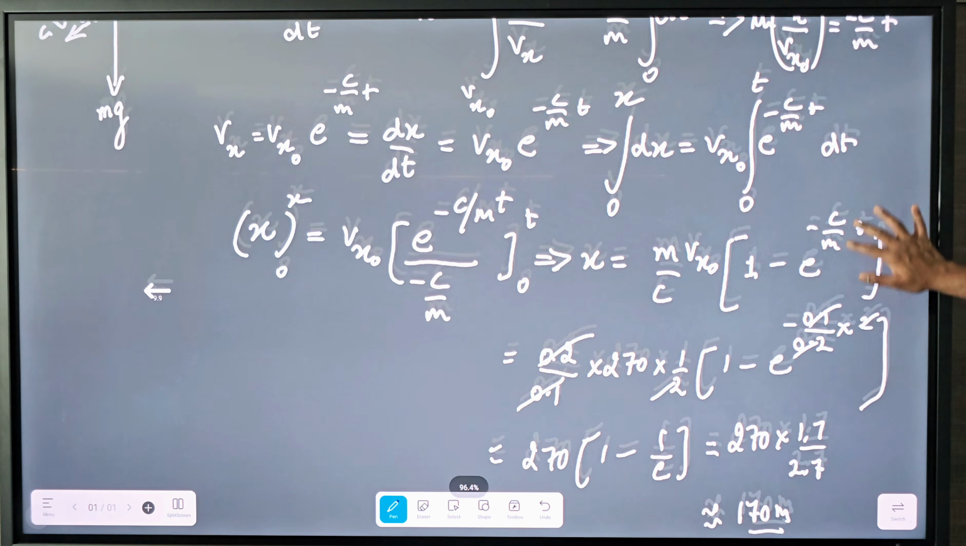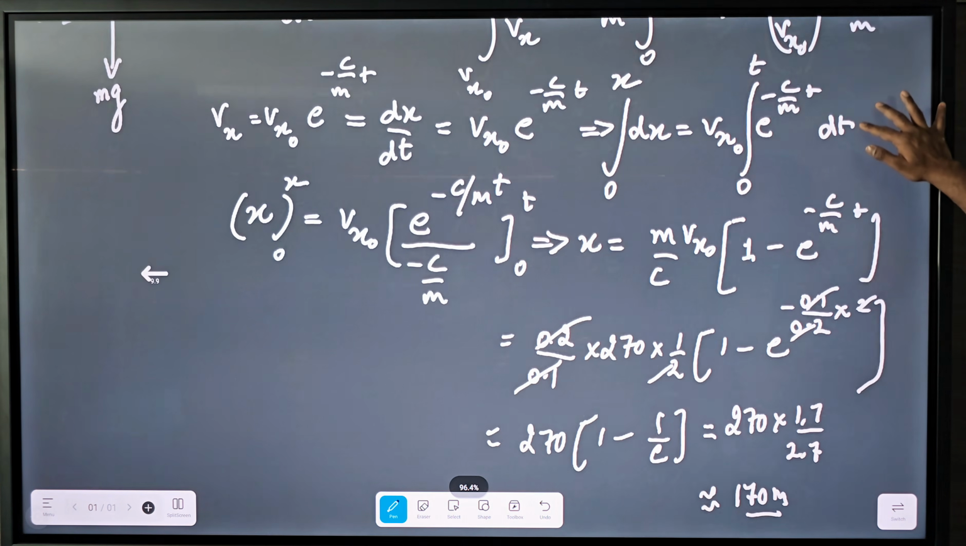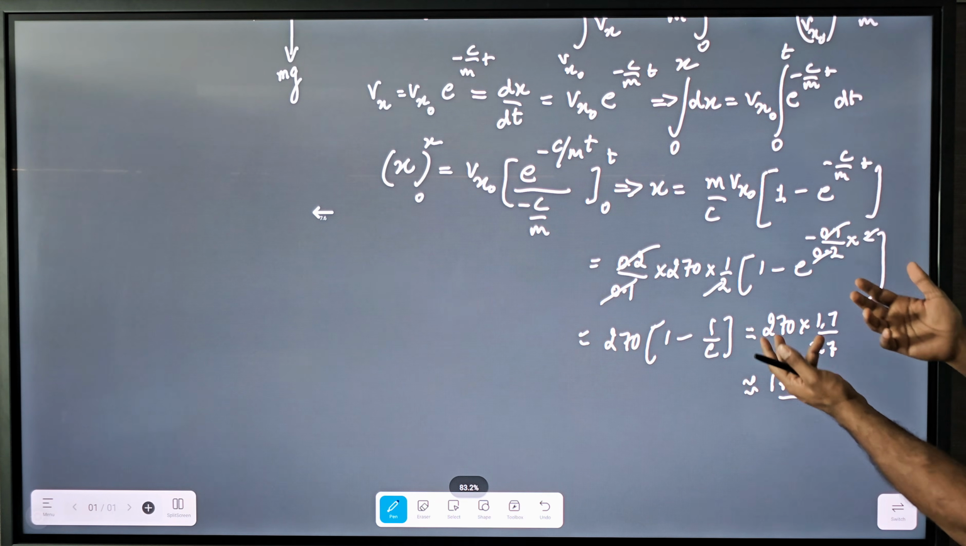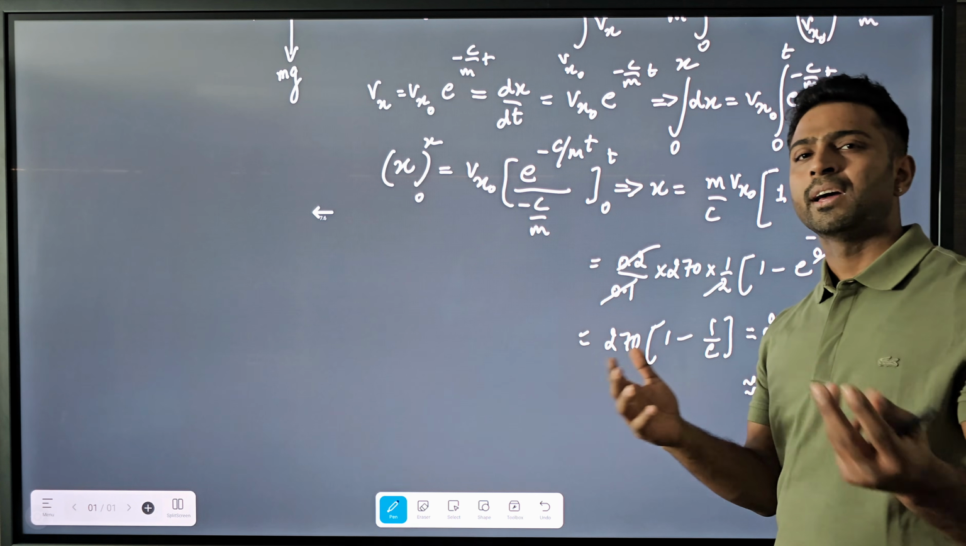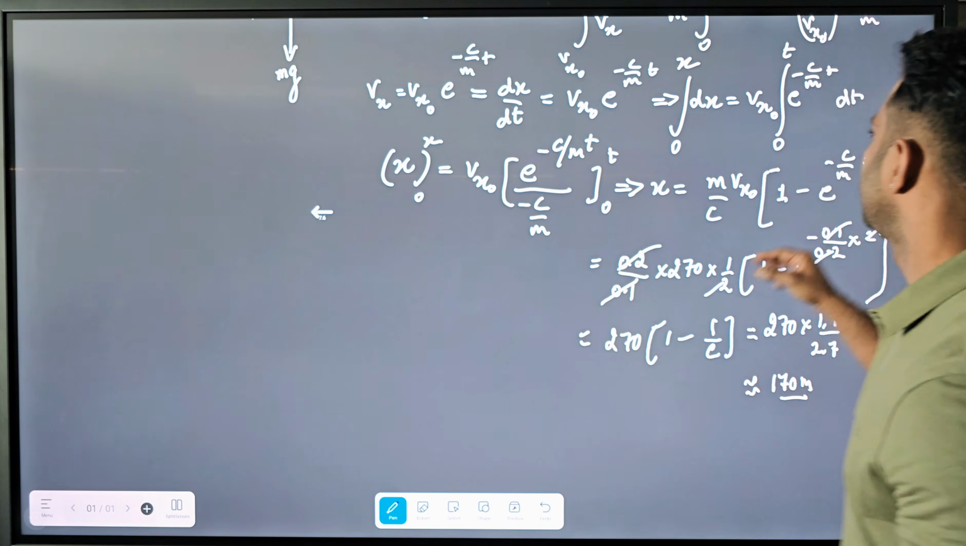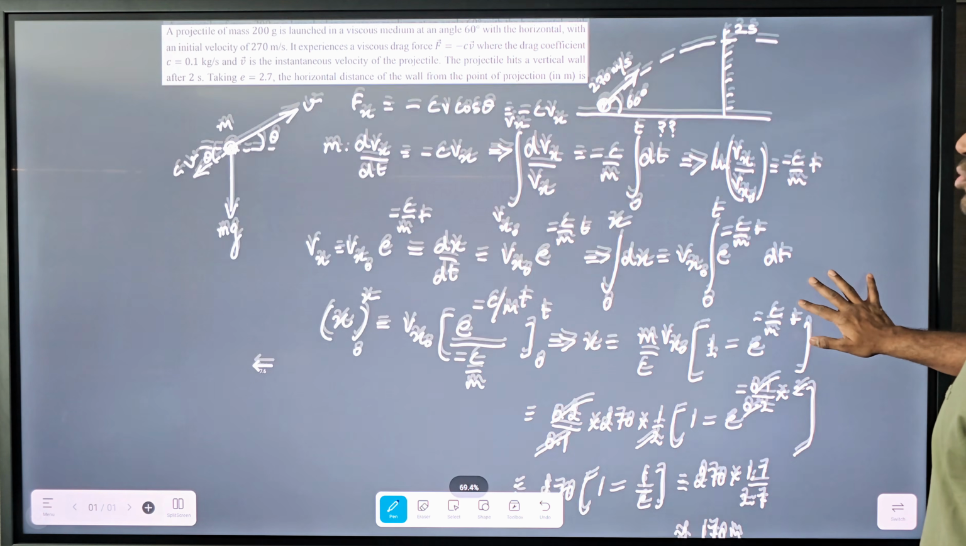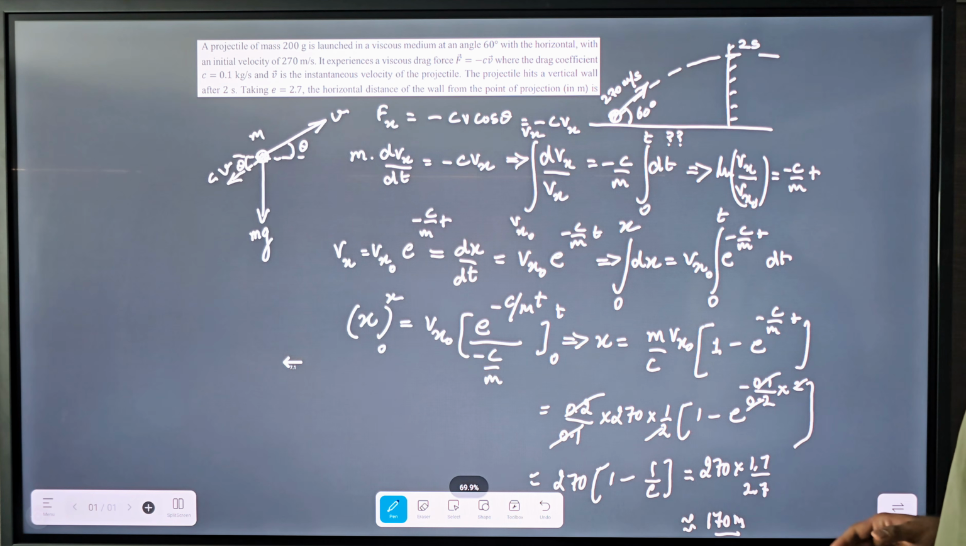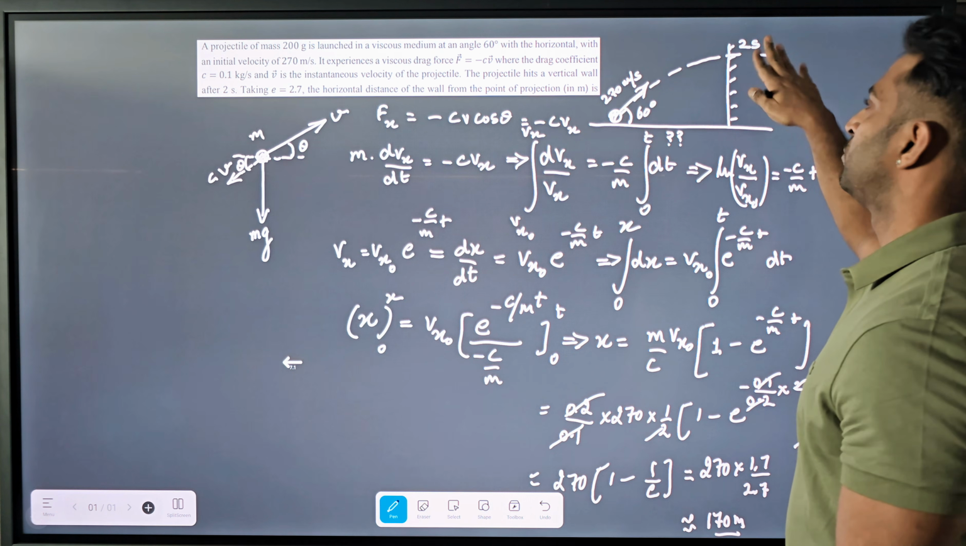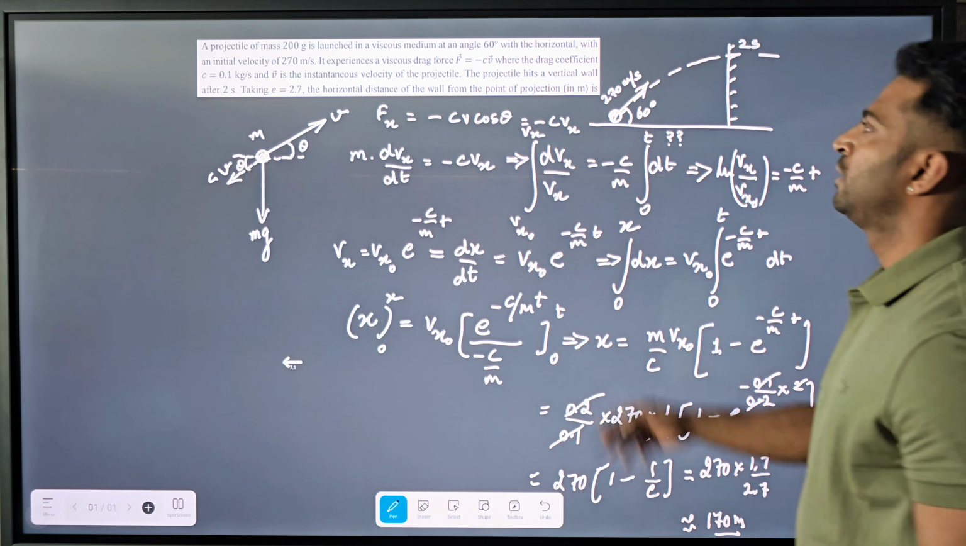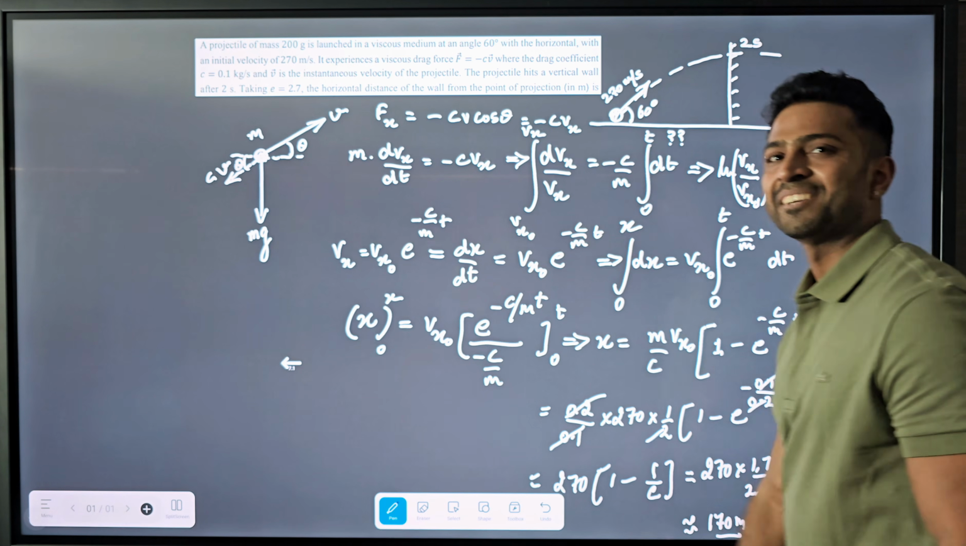If you look at the entire solution, it appears a little lengthier, but from a JEE Advanced perspective, it's not that lengthy. There are quite a few steps that most of you can even do in your head. So this distance we were required to find, y completely ignored, and we get the answer. That's it. Thank you.